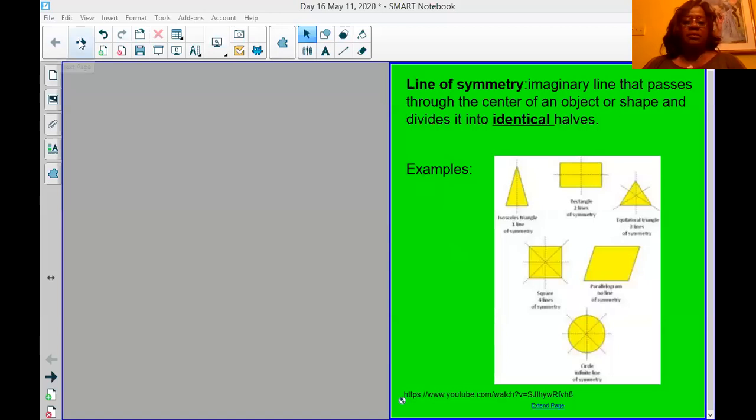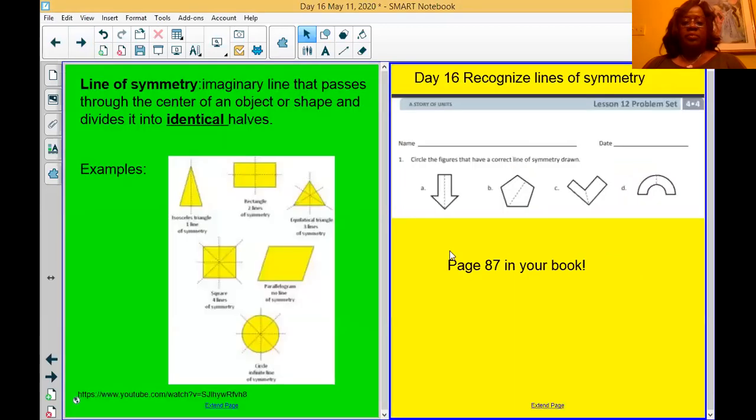Let's continue on. Now, if you will, please go to page 87 in your book that you picked up from your packet, and it should be the lesson 12 problem set. This lesson is going to be very quick, and you're going to find that you have fewer problems with this packet. So let's begin by looking at problem number 1.